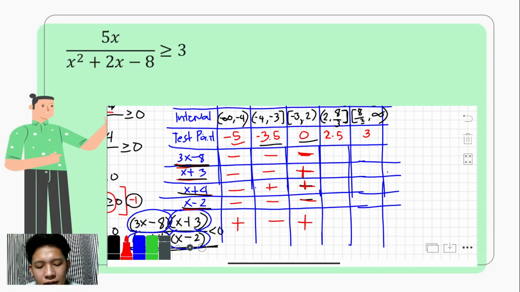And next, we have 2.5. So, substitute natin si 2.5 dito. So, we have 3 times 2.5. That is 7.5 minus 8. That's negative 0.5. Alright? You may use your calculator para mas mabilis. Then, we have 2.5 plus 3. That's positive. Then, 2.5 plus 4. That's positive. And then, we have 2.5 minus 2, that's 0.5, still positive. Okay, and then we have negative times positive, negative, negative times positive, negative ulit. Then negative times positive, negative pa din. Okay, so that would be negative.